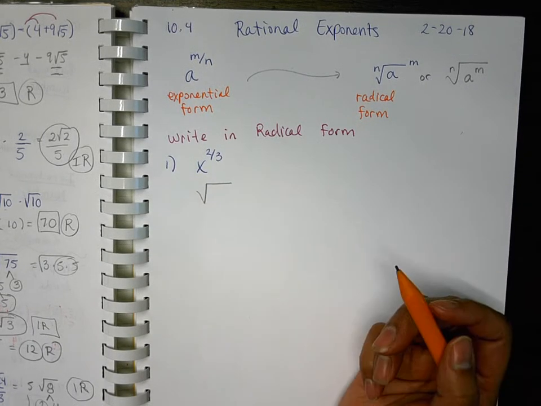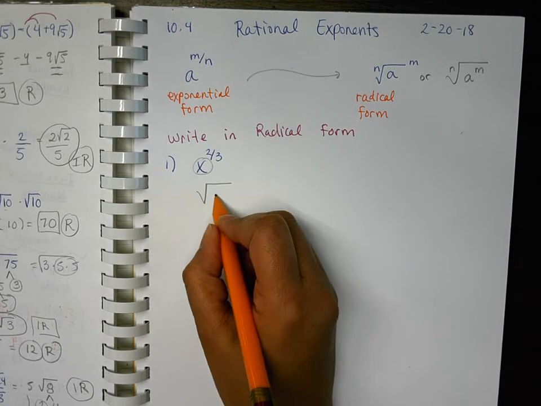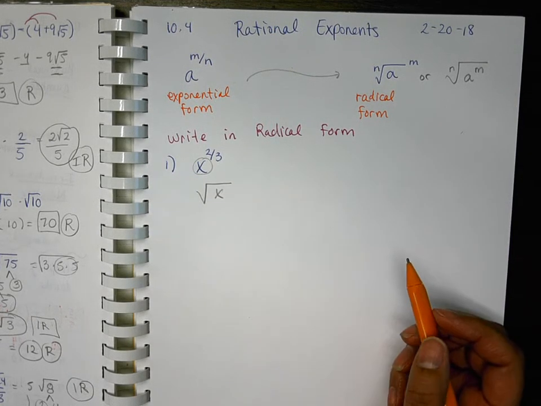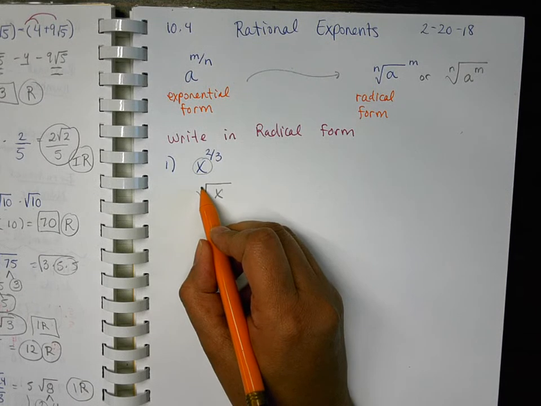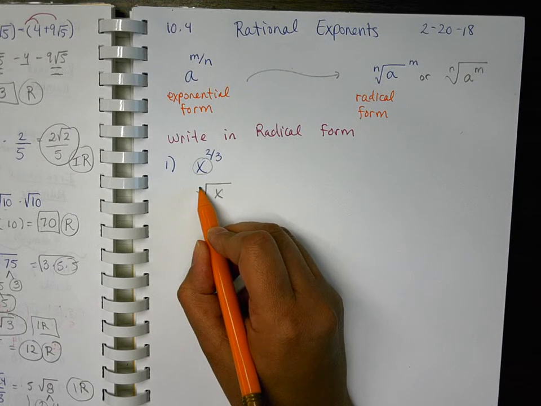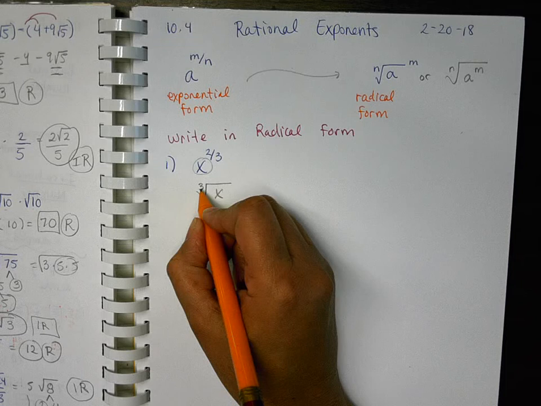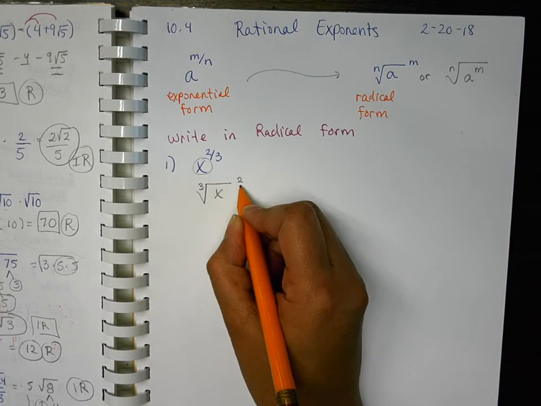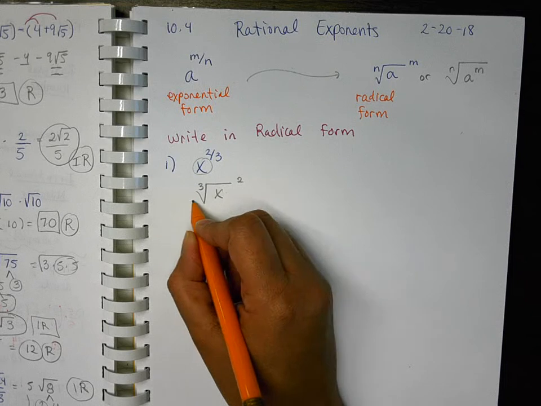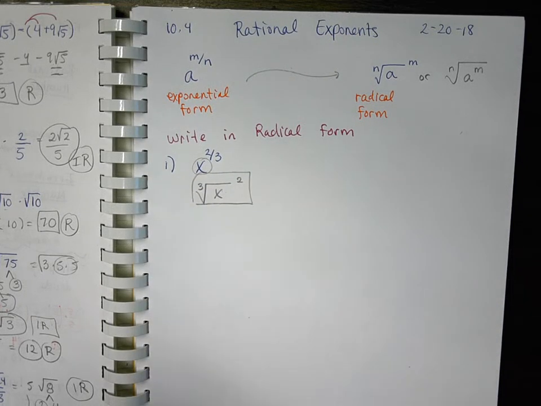Radical form, of course, you write your radical. Your base will still be your base. You just need to figure out where the 2 and the 3 go. What goes here? The 3. The denominator goes there. What goes here as the power? 2. Now, does it matter if you put 2 on the inside or the outside? Nope. This is your answer.